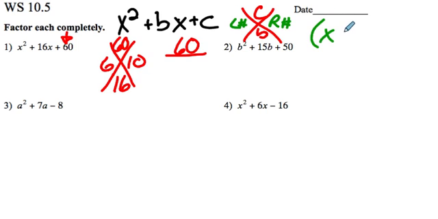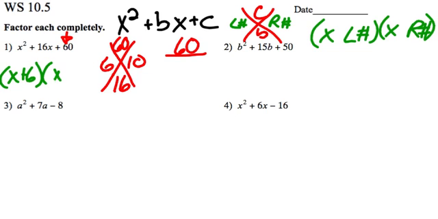Then we put them after our x's. And yes, you could put the right number in place of the left number. It won't matter because multiplication is commutative. But don't put the left number in place of both. And whatever sign, if this number is positive, it would be a plus sign. If the number is negative, it's a minus sign. So to factor this, it's just x plus 6 times x plus 10.